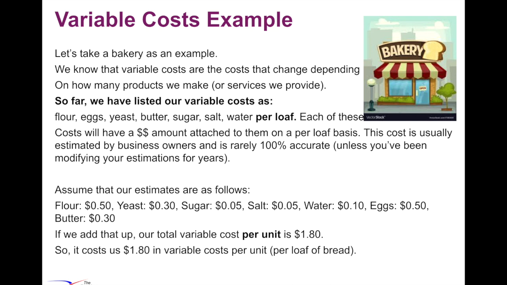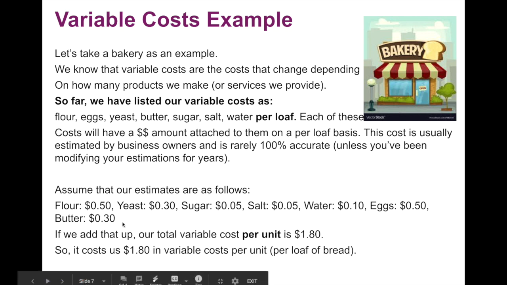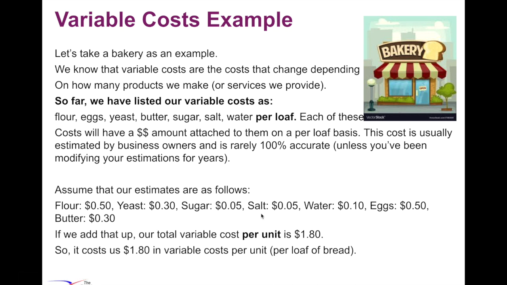So I just came up with these costs. I just made them up. So assume that your estimates are as follows. Flour is 50 cents per loaf. Yeast is 30 cents per loaf. Sugar is 5 cents a loaf. Salt is 5 cents a loaf. Water is 10 cents a loaf. Eggs, 50 cents a loaf. And butter, 30 cents a loaf. Again, I just made this up.